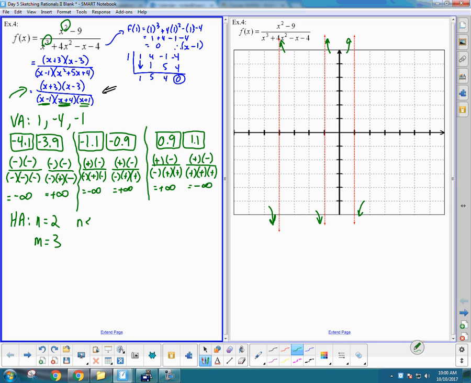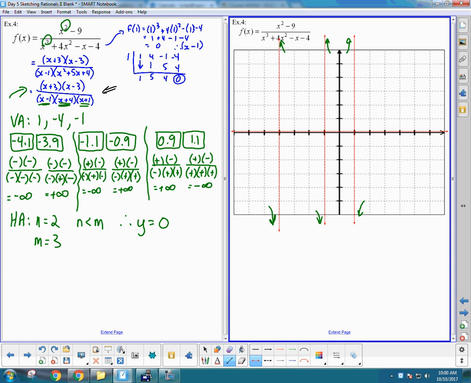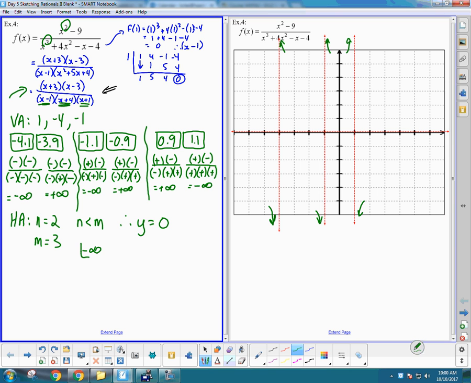That means that n is less than m. And since we have that big number on the bottom, we know that this is going to result in a horizontal asymptote at y equals 0. So I'll quickly sketch that. Because it's at 0, I can still do the test points on this. I can do negative infinity and positive infinity. This is the only spot, because it's at y equals 0, that I can do these test points.